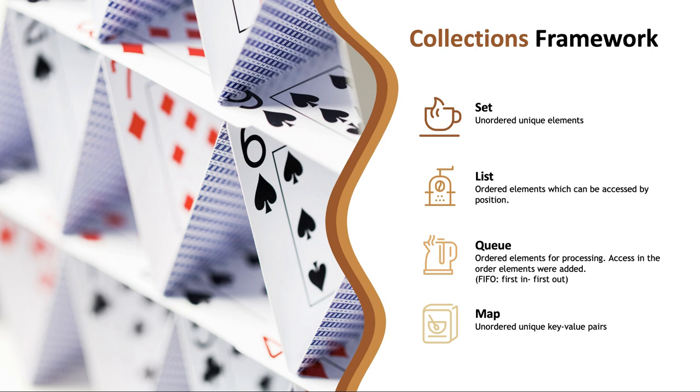Set is a collection which cannot contain duplicate elements. An example use case for set would be a standard deck of 52 playing cards, where each card would be an element in the collection, and each of them are unique.